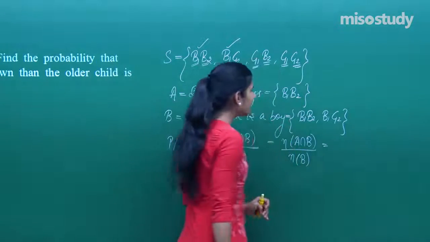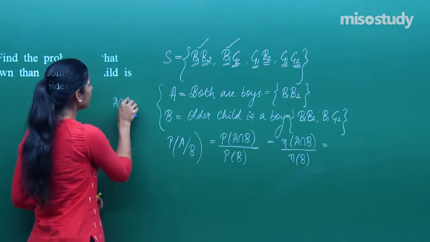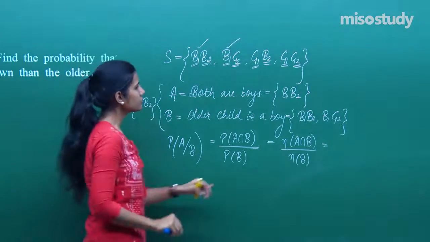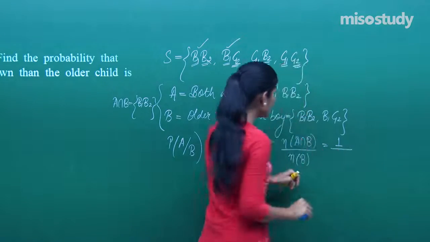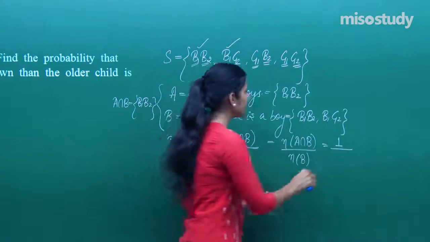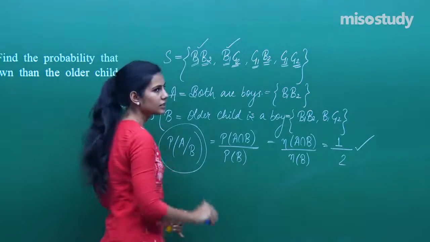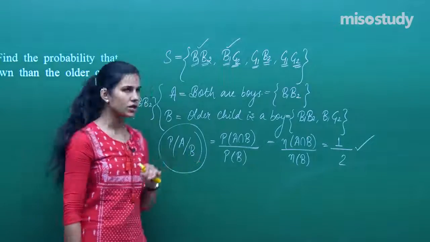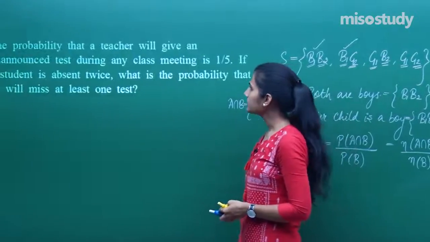How many elements are there in A intersection B? If you talk about this is A, this is B, then clearly A intersection B consists of just B1, B2, isn't it? Only one element is common. So number of elements in A intersection B is 1. Number of elements in B, event B has 2. So 1 by 2 happens to be the probability of both the children being boys when you know that the older child is a boy. Is it clear? Easy enough? Next question, let's see what is it.